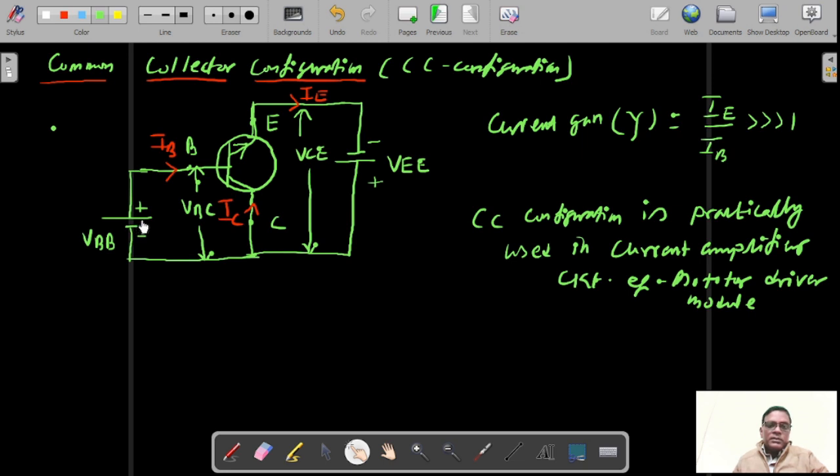The current gain of the common collector is represented as gamma, and that is the ratio of output current by input current, that is IE by IB, which is much greater as compared with common base and common emitter. This circuit will provide much higher current gain as compared to both. So this type of circuit is especially used for current amplifier circuits like motor driver modules, which are generally used in robots, where Darlington pair concepts are used.